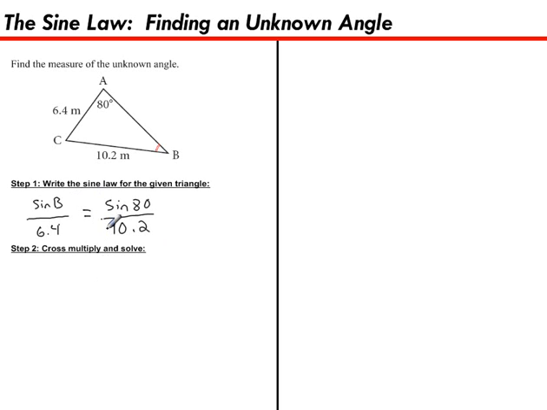Cross multiplying means I'll take 10.2 and multiply it with the sine of angle B, and that'll be equal to 6.4 multiplied by the sine of 80. So let's write that out. 10.2 multiplied by the sine of B is equal to 6.4 multiplied by the sine of 80. Okay, great. This is coming along nicely. Now I need to isolate sine of B, because it has my variable. Since there's a 10.2 multiplying it, I'll divide both sides by 10.2.